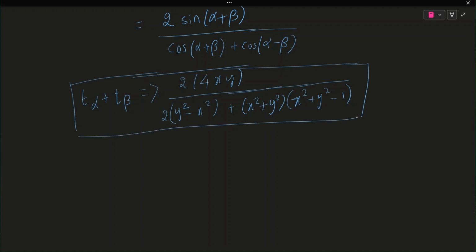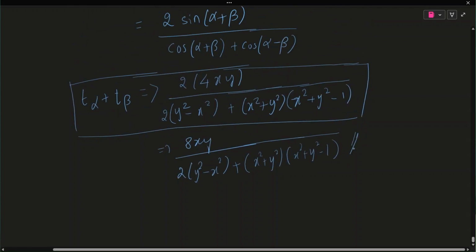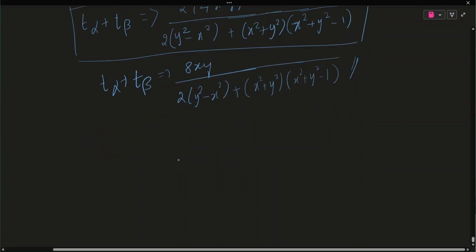So the numerator can also be written as 8xy divided by 2 of y square minus x square plus x square plus y square plus x square plus y square minus 1. So we got tan alpha plus tan beta in terms of x and y. Yes, we got this. So now let's solve the second example.